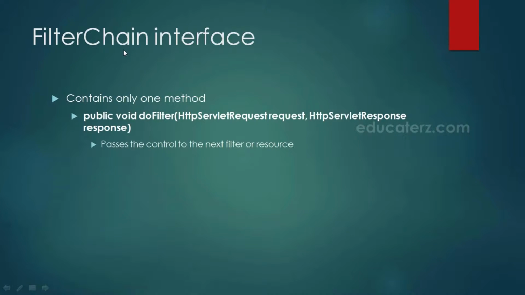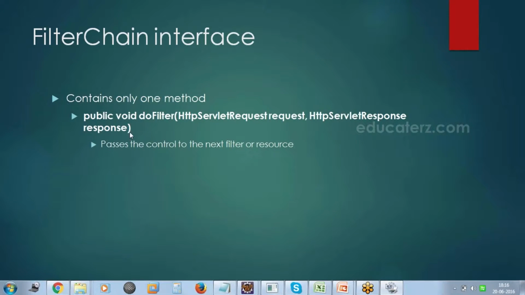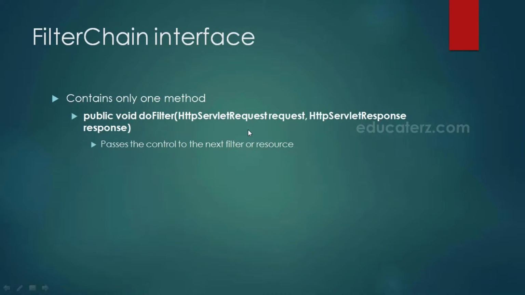In the FilterChain interface, we have only one method, doFilter, which accepts only two arguments, request and response, which is different from the doFilter method that is the lifecycle method. The doFilter method with three arguments is a lifecycle method, whereas the doFilter method with two arguments is mainly used to pass the control to the next filter or the next resource.